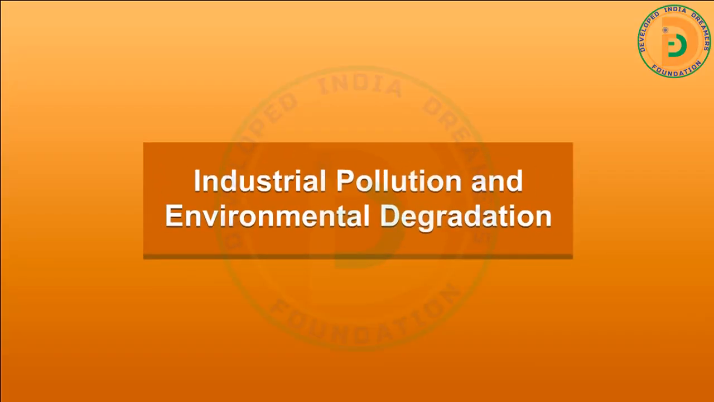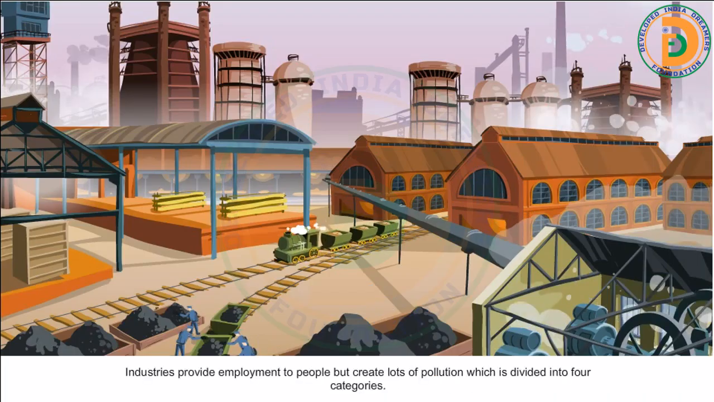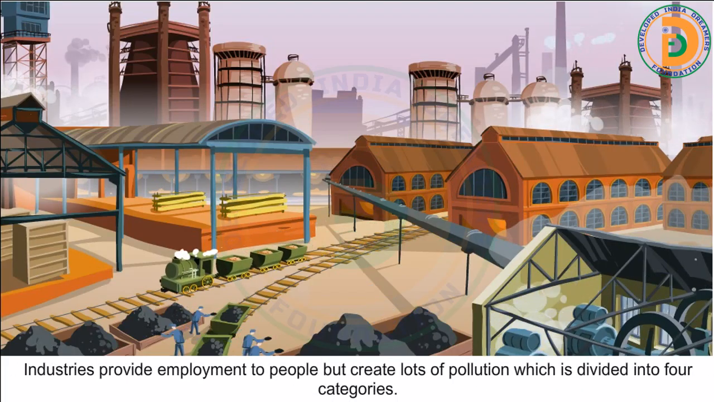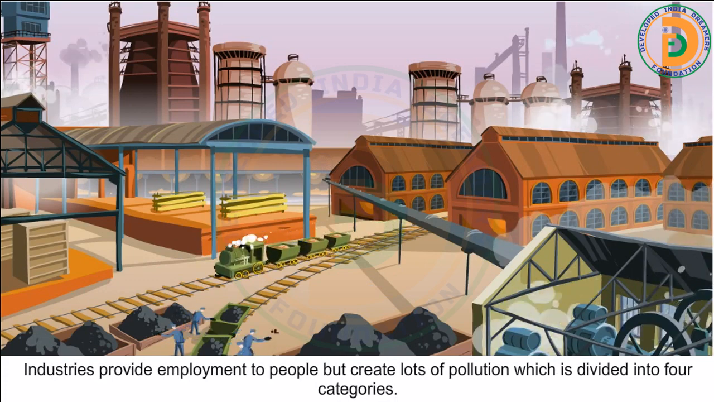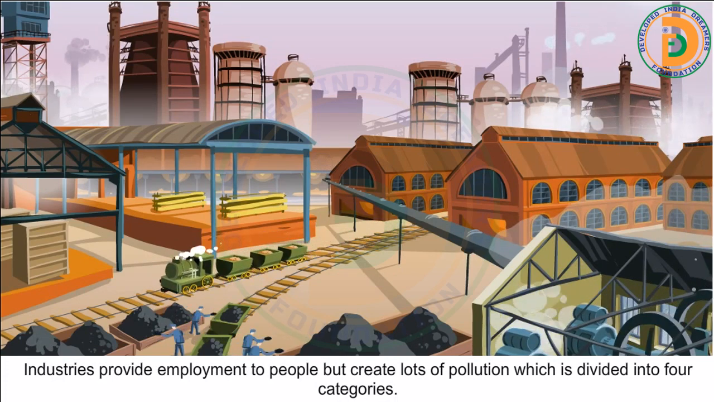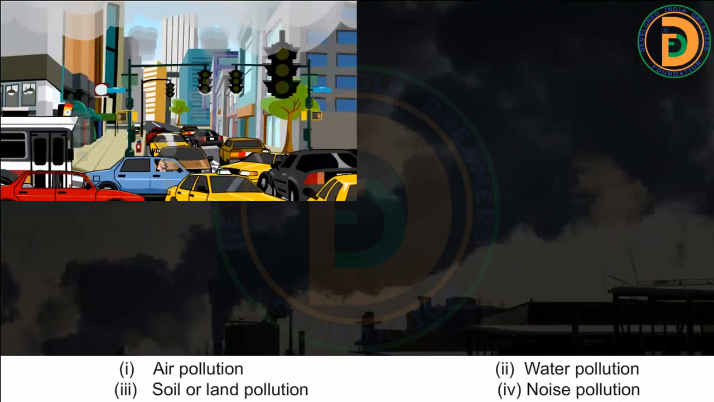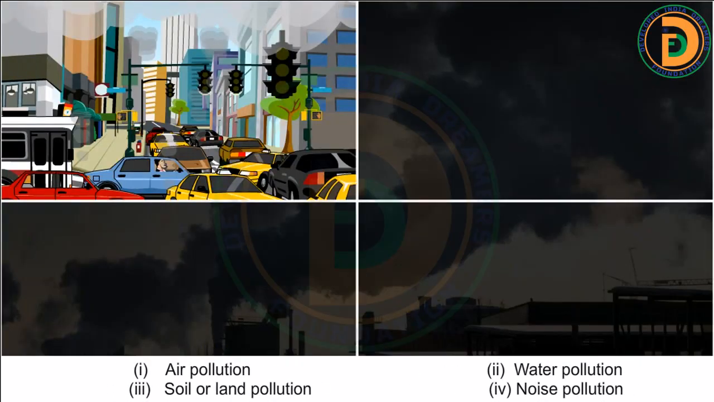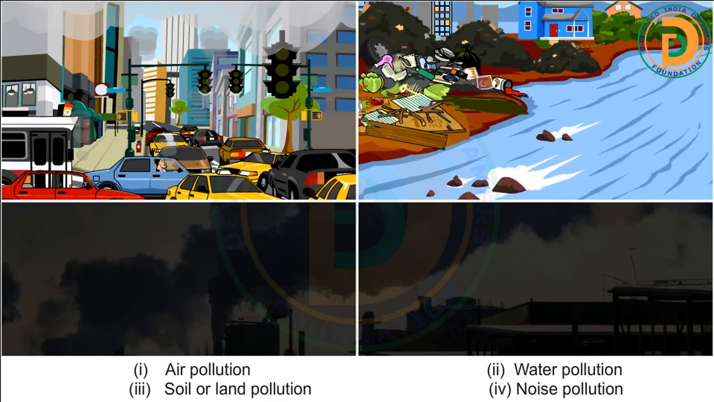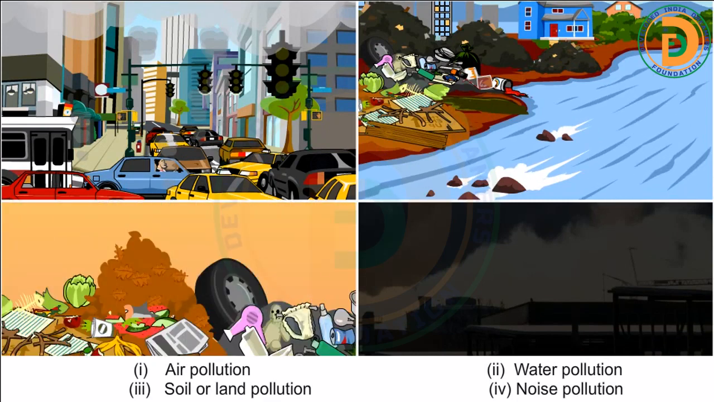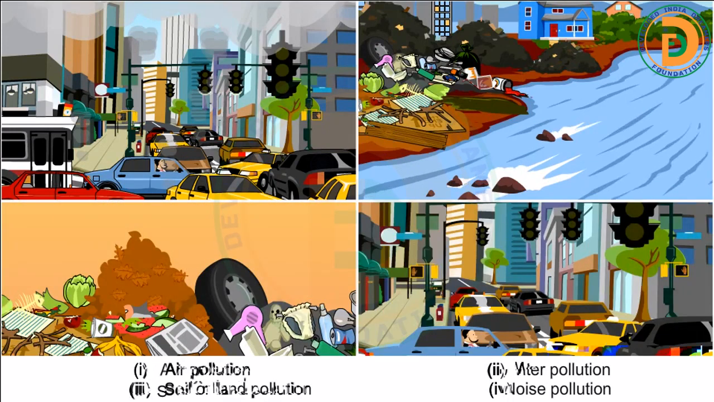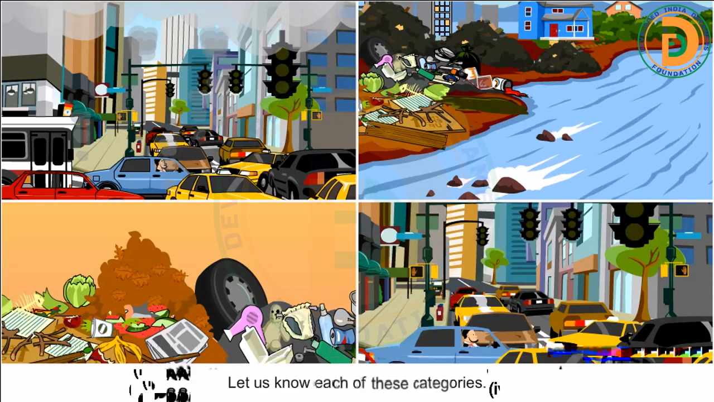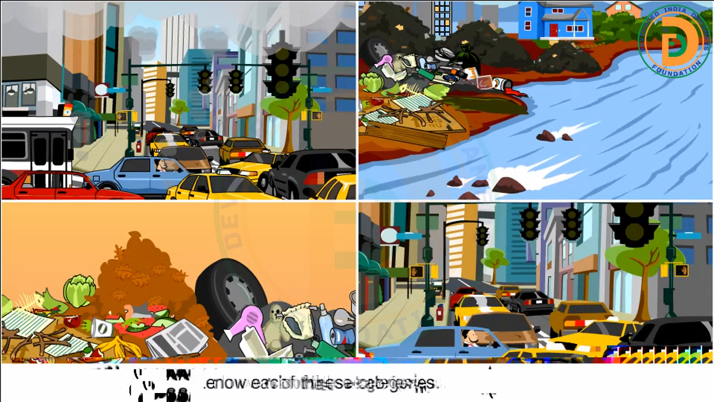Industrial pollution and environmental degradation. Industries provide employment to people but create lots of pollution, which is divided into 4 categories: 1. Air pollution. 2. Water pollution. 3. Soil or land pollution. 4. Noise pollution. Let us know each of these categories.